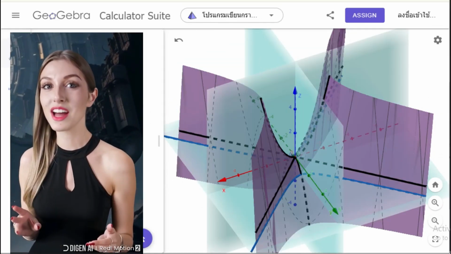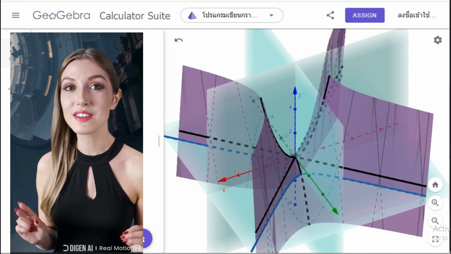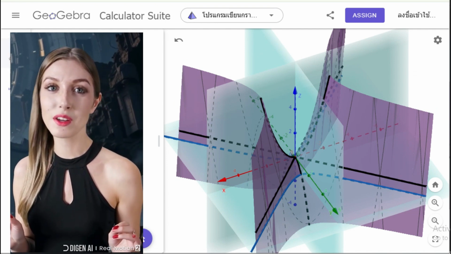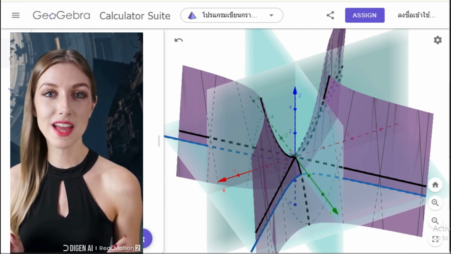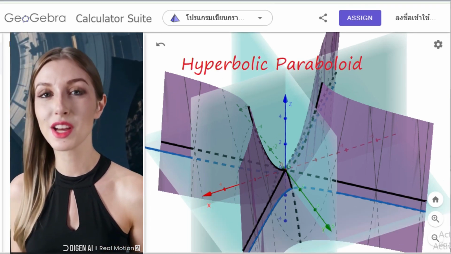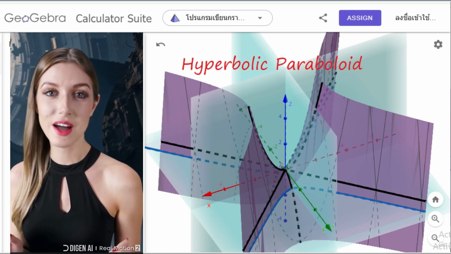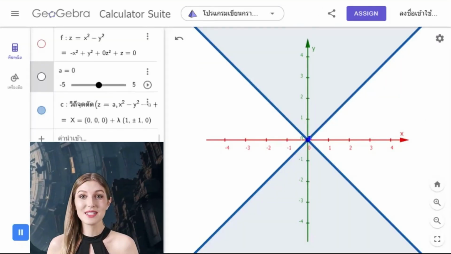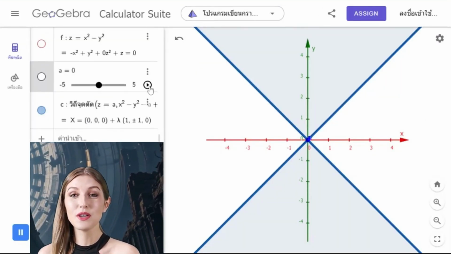The equation of the intersection curve between the complex surface and the z-plane is a hyperbola curve, while the intersections in other planes are parabolas. So this 3D shape is called a hyperbolic paraboloid. Let's see the animation from the top view.